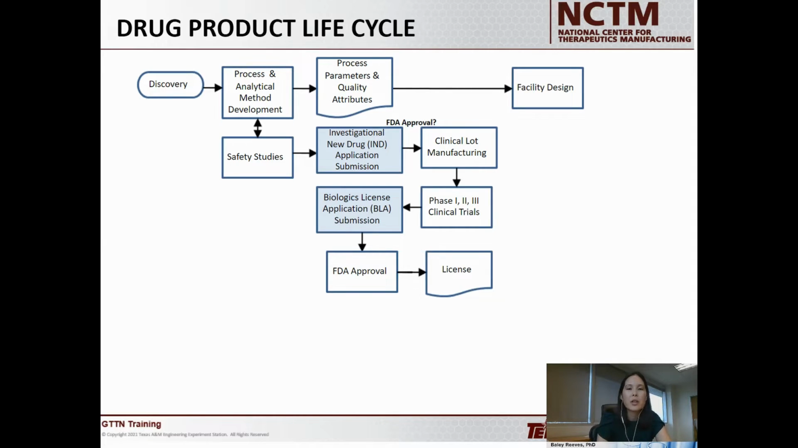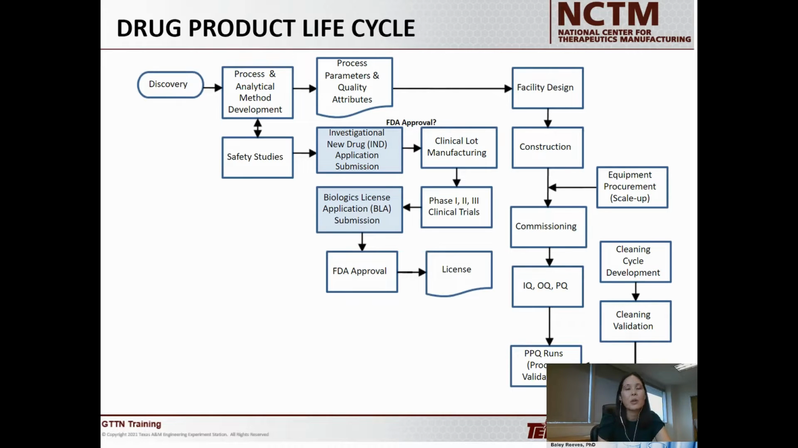So while clinical trials are going on, you're going to be doing a lot of process development to kind of optimize your manufacturing procedure. That process development studies will give you information about what your facility needs to look like in order to support that manufacturing process. So a lot of times for new products, facilities will be designed and constructed specifically for new products.